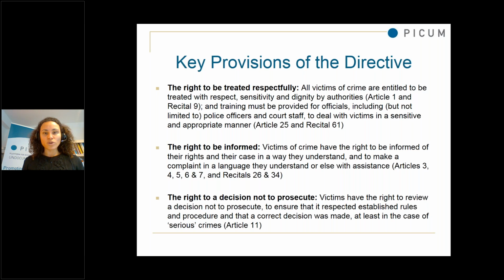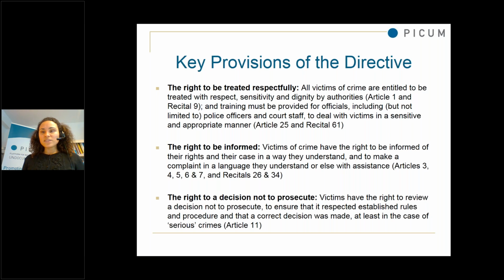There is the right to be informed. Victims of crime have the right to be informed of their rights and of their case in a way they understand, and to make complaints in a language they understand or else with assistance. Now, this is relevant in a number of ways. Most practically, we might imagine, it requires that steps be made to ensure that a person whose first language is not the native or national language of a given country be accommodated as much as possible, that interpretation be made available, that translation be made available.